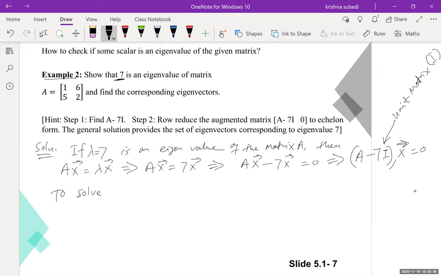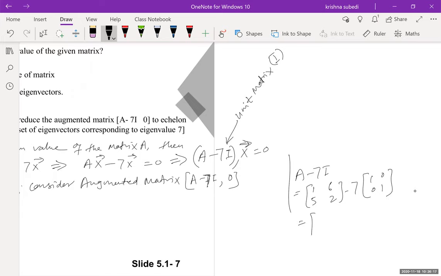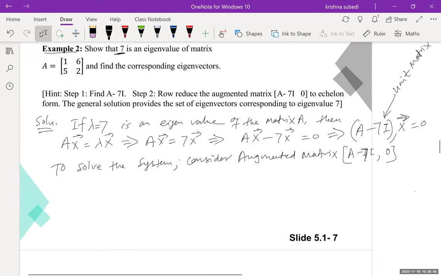To solve this system, consider the augmented matrix A minus lambda I and zero. Now, what is A minus lambda I? A minus 7I. So what is A minus 7I? We know that A is 1, 5, 6 and 2, minus 7I which is 7, 0, 0, 7, which gives me 1 minus 7, 5, 6, and 2 minus 7. And that's going to give me minus 6, 5, 6, minus 5.